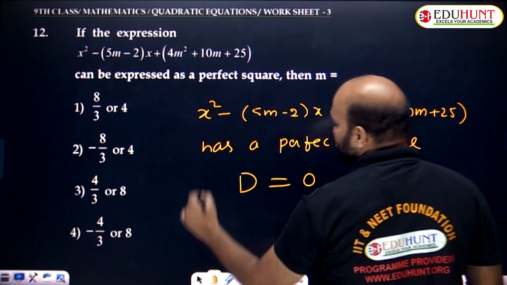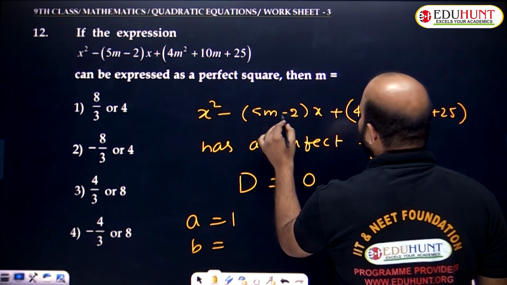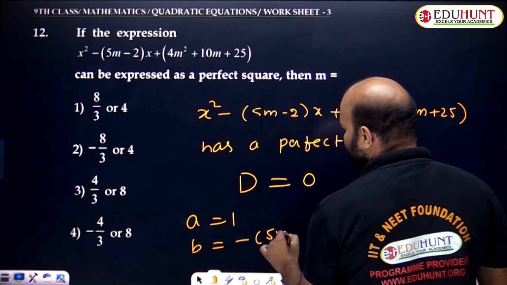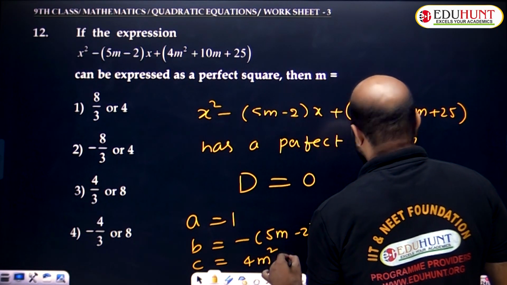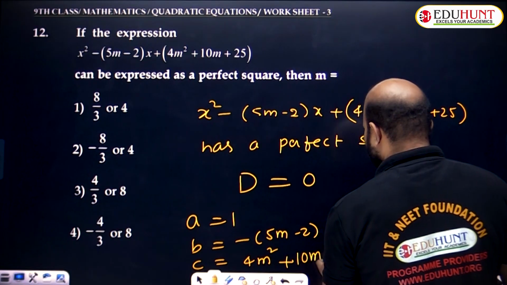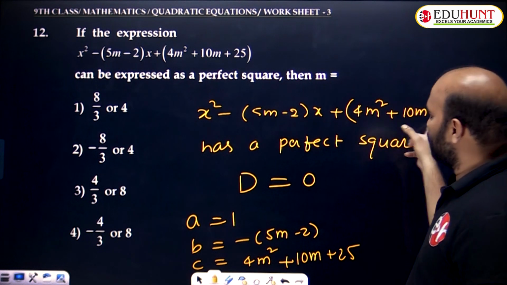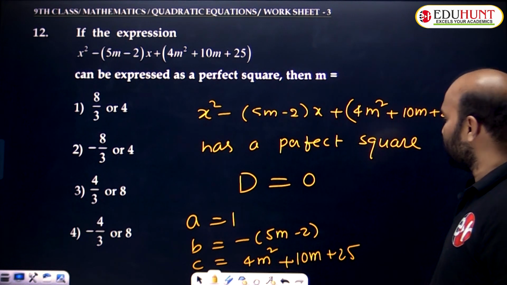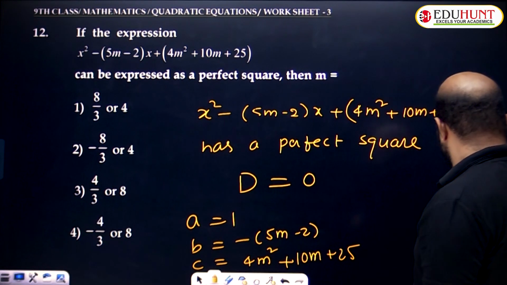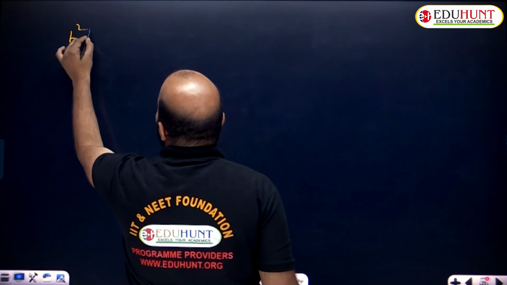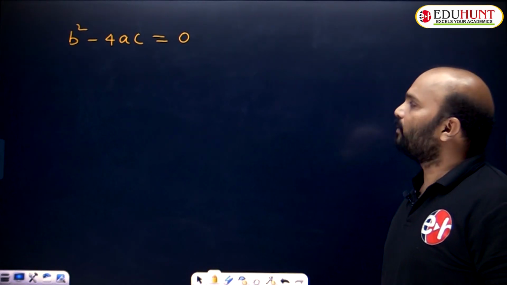So here the x square coefficient a is 1. What is the x coefficient b value? B is minus into (5m minus 2). C is the constant, 4m square plus 10m plus 25. Those are the a, b, c coefficient values. Am I clear? So first we need to find the discriminant equal to 0. What is the discriminant formula? B square minus 4ac equal to 0.